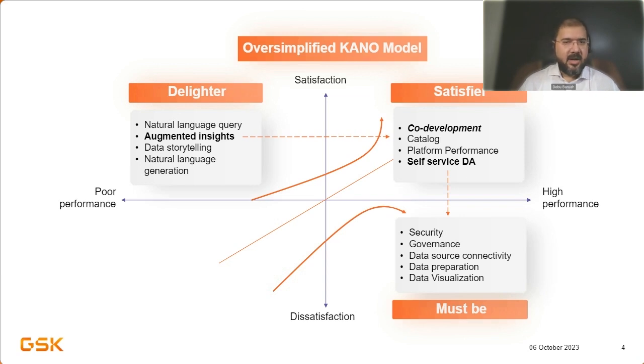Well, think about a car. Would you purchase it or use it if there were no brake? Of course, you wouldn't. And that's my must-be quadrant. We need security, governance, data source connectivity, data preparation, good visualizations, et cetera. But what's beyond that? You have a car, it's very nice. You have power steering, power windows. We are kind of used to them.